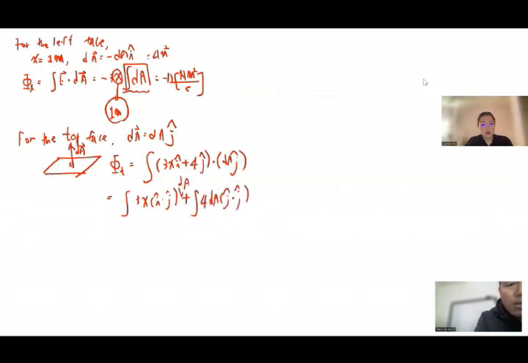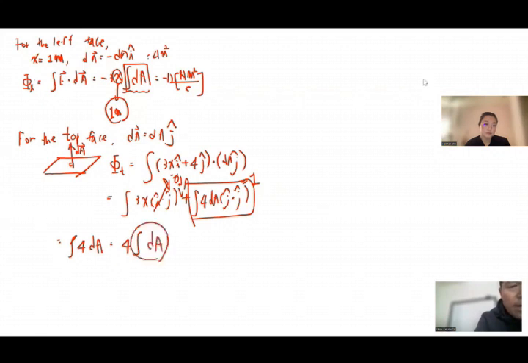So i dot j equals 0, and j dot j is equal to 1. That only leaves the integral of 4 dA. The 4 could be taken out of the integral as it's just a number. Here the integral of dA is the area of the top surface, which is still 4 meter squared. So the total flux out of the top surface is 16 Newton meter squared per coulomb.